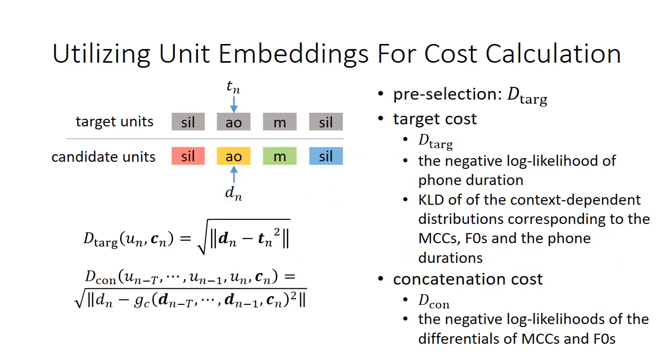This is how to calculate the target cost and concatenation cost using Tacotron encoder output.